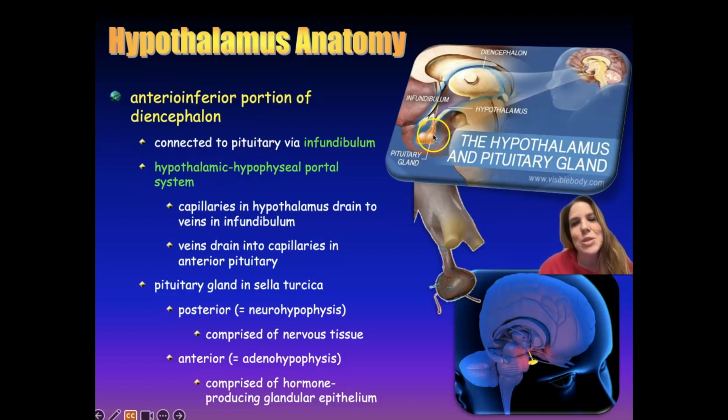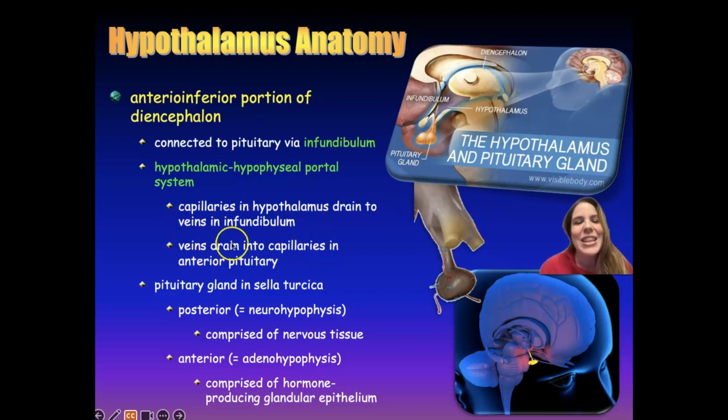So the way it communicates with the anterior pituitary gland is through what's called the hypothalamic hypophyseal portal system. And that is quite a mouthful, isn't it? But hypothalamic hypophyseal, or physeal if you prefer, portal system. And so this is really a network of blood vessels. Specifically, when the hypothalamus wants to tell the anterior pituitary what to do, it will produce its hormones on the cell bodies of its axons, and then those hormones will get taken up by capillaries in the hypothalamus, and those capillaries will then drain into veins in the infundibulum.